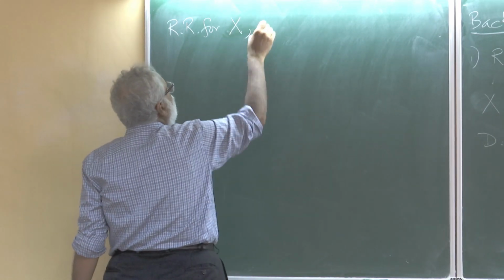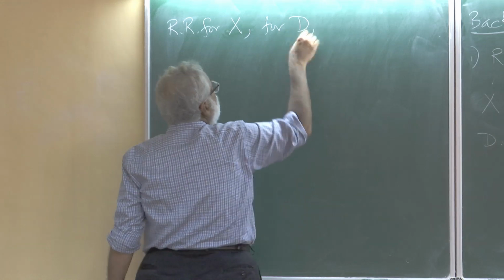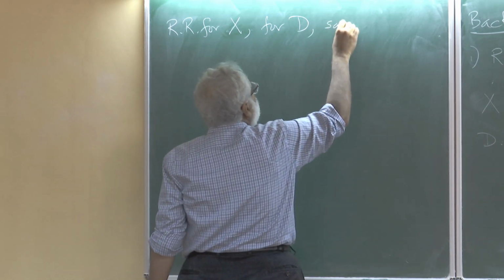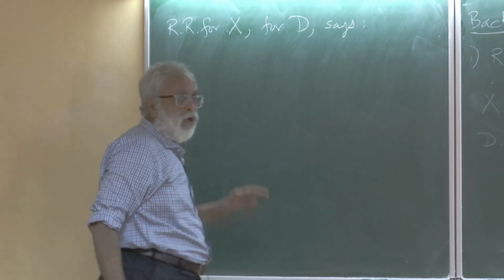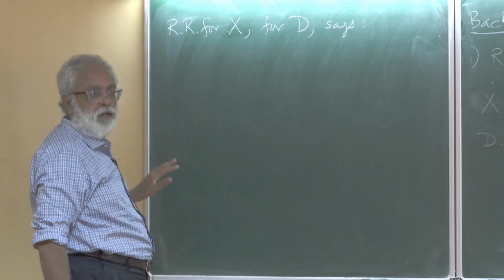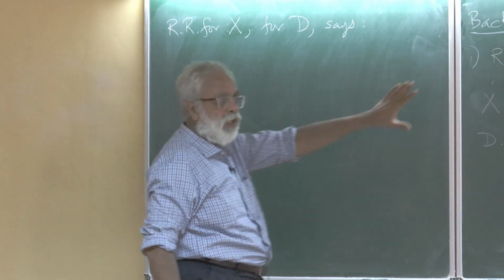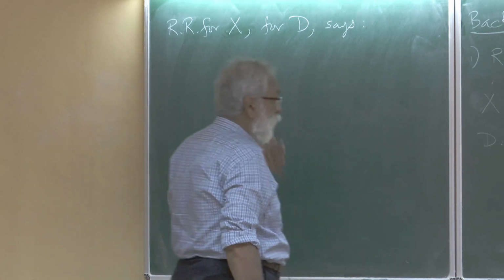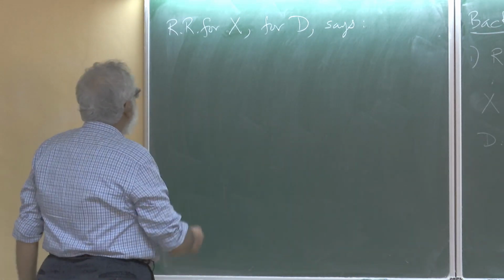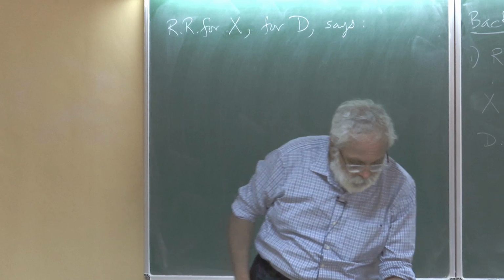For X, for D, says, well, there are many ways you can write Riemann-Roch. I'll write it in a particular way, which is somehow appropriate for the generalization which we want to go towards later on. So the formulation I thought is good to write.